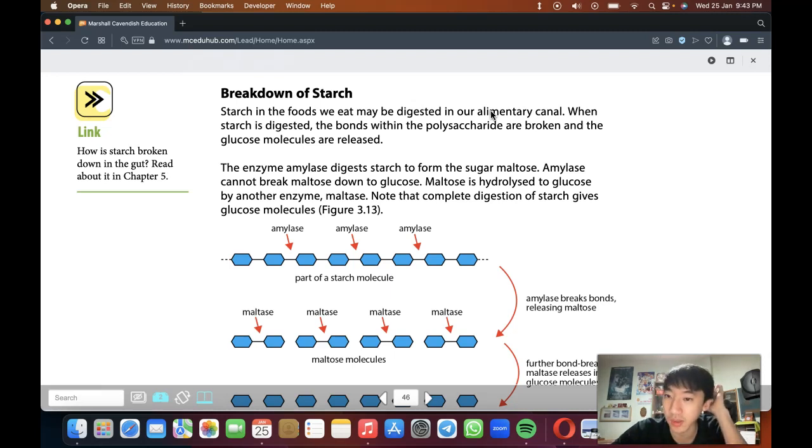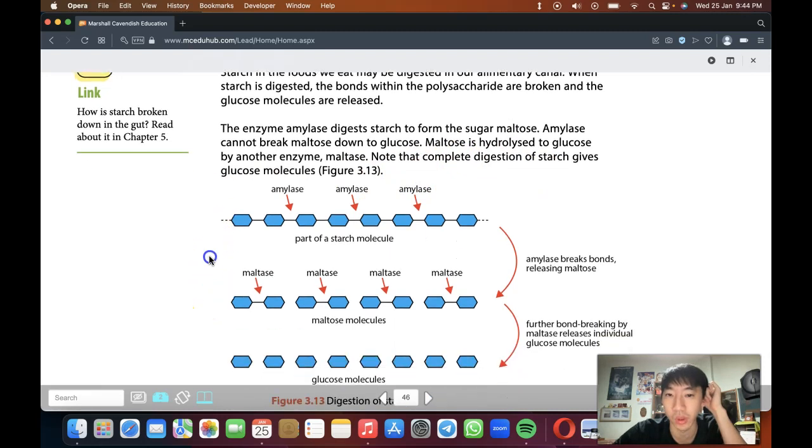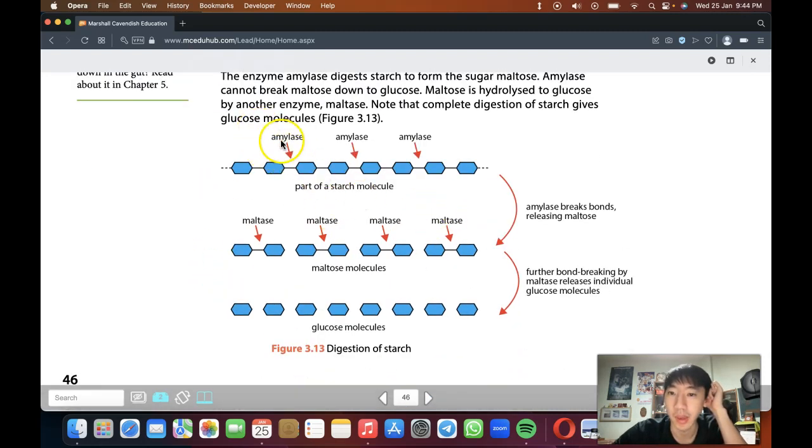Okay, so when starch is digested, the bonds within the polysaccharide, the word polysaccharide means many sugars, are broken and glucose molecules are released. The enzyme amylase digests starch to form the sugar maltose. Amylase cannot break maltose down to glucose. Maltose is hydrolyzed to glucose by another enzyme, maltase. Note that complete digestion of starch gives glucose molecules. Okay, so the diagram: amylase is the enzyme that breaks down starch into maltose.